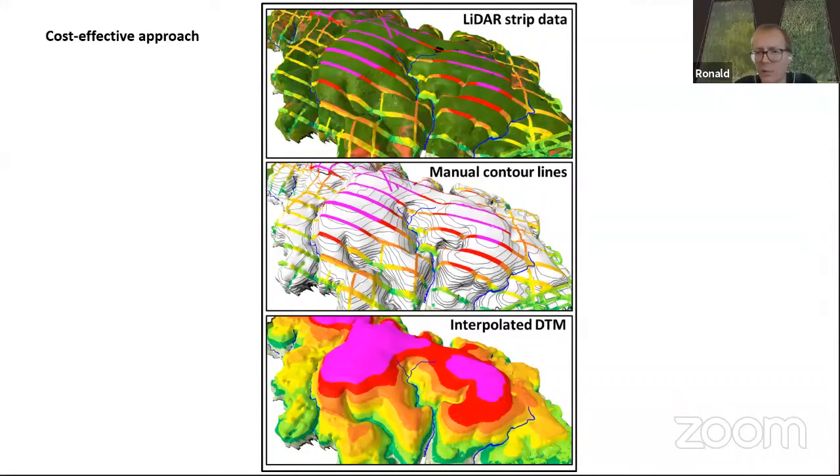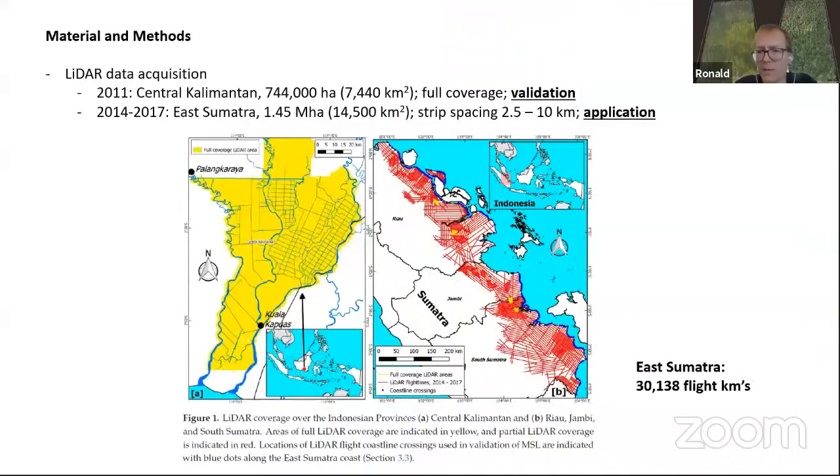So this is the general approach, and I will now go into a little bit more detail, but also considering time constraints, I can't go into too much detail. So we have tested this approach for an area in Central Kalimantan, the ex-Mega Rice project area, where in 2011 LIDAR data were acquired full coverage. So we could test the strip method and compare it with a full coverage LIDAR DTM. And then we have applied the strip method for the East Sumatra coastline. This area has been covered by 30,000 flight kilometers, so it's a lot of data.